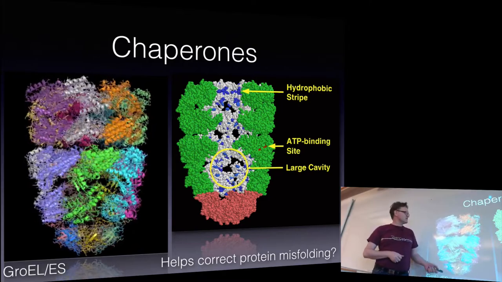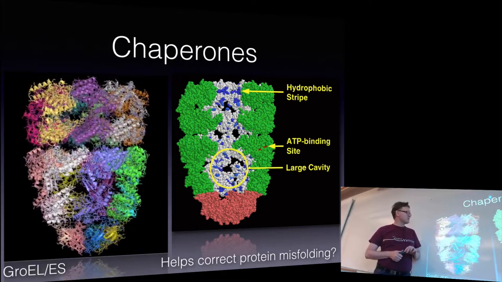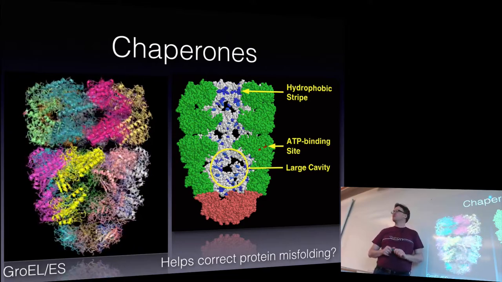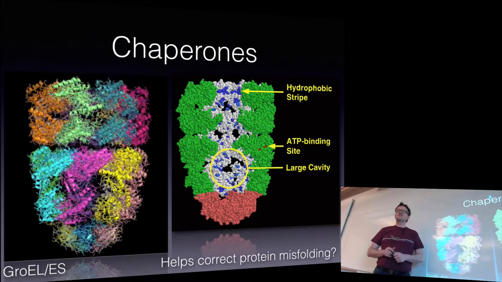So why doesn't nature use this for all proteins? Then you figured that could be a great idea, right? You could have much larger, much more complicated folds and everything. Seems like a great idea.